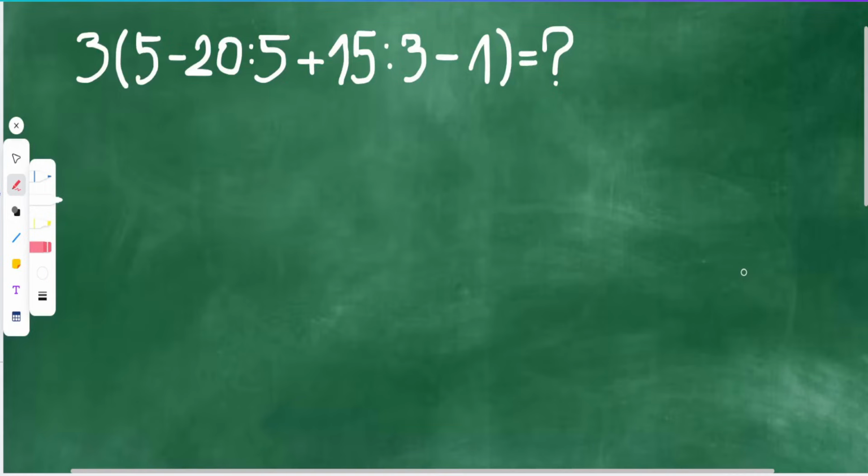Welcome to another mathematical task, to another mathematical puzzle. Today we are dealing with a task in which there are various mathematical operations. We see here operations in brackets, division, multiplication, and addition and subtraction. To do it correctly, first you need to know the so-called order of operations.